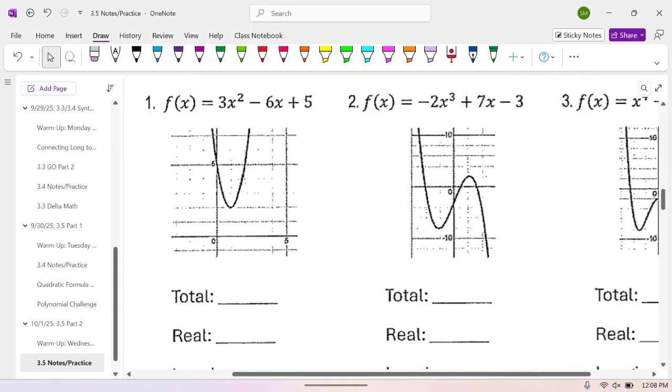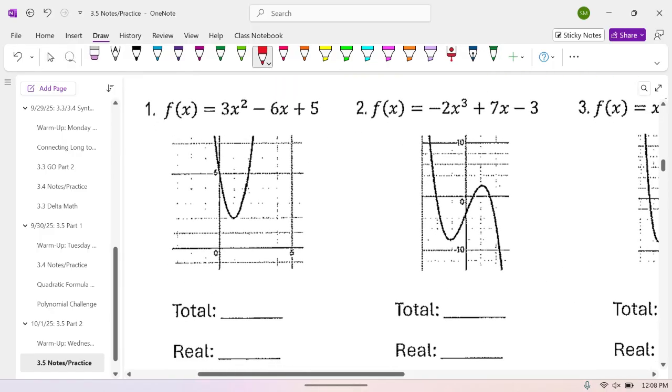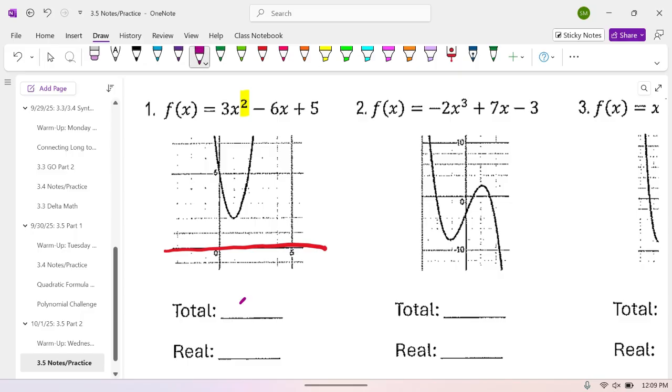So let's just look at this. It's hard to see, but here's my x-axis right here. First off, what's the degree? Let's go with Peyton. What's the degree of this function? So if we look up here, what's the highest exponent? 2. So our degree is 2. So that means our total number of roots should be what, Peyton? 2. All right. So Peyton, pick someone and tell me the number of real roots.